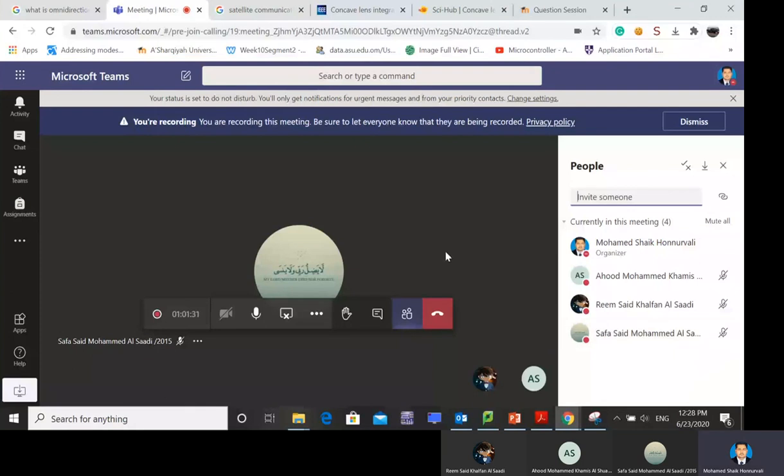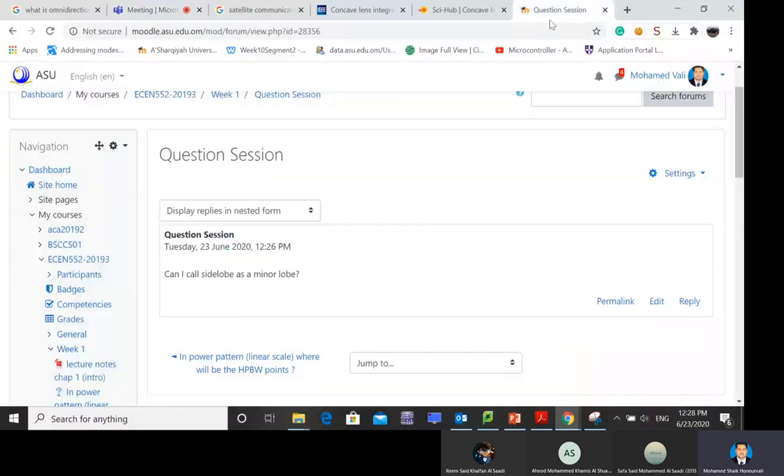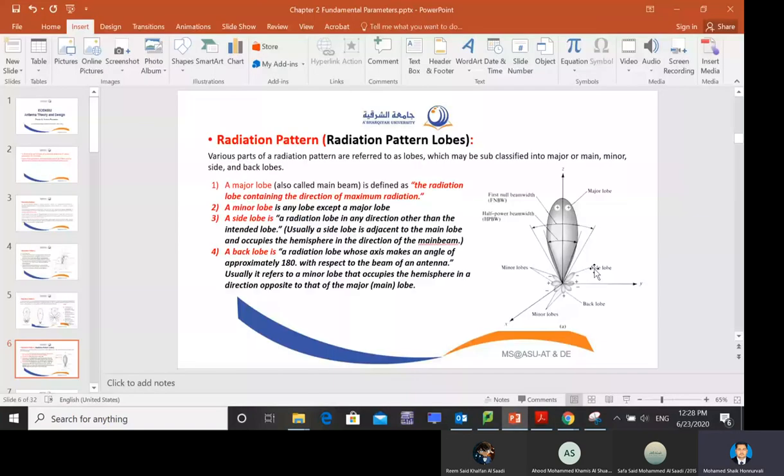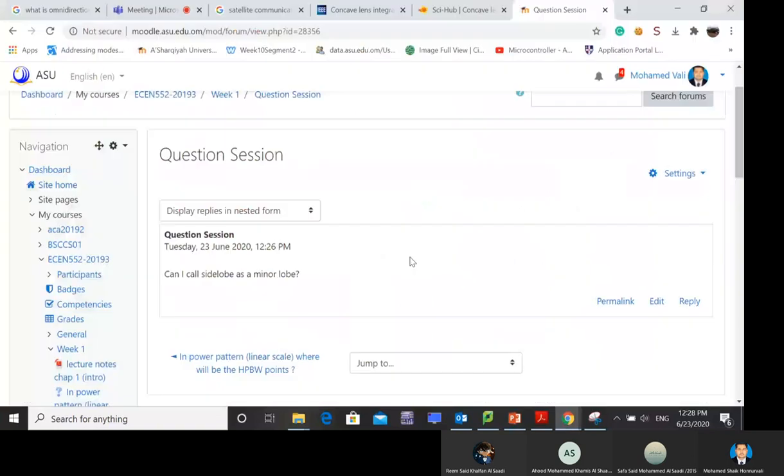Okay, please go back to your Moodle. Can you answer this question, please? Can I call side lobe as a major lobe? So can I say in this figure, side lobe is also a minor lobe? Can I say this? Yes or no? I'm waiting for your reply. Just go to the question session and do your reply there. You can just type your reply and submit.